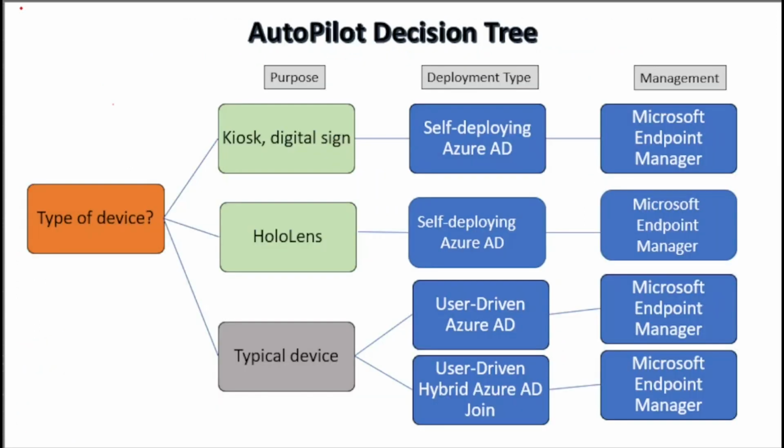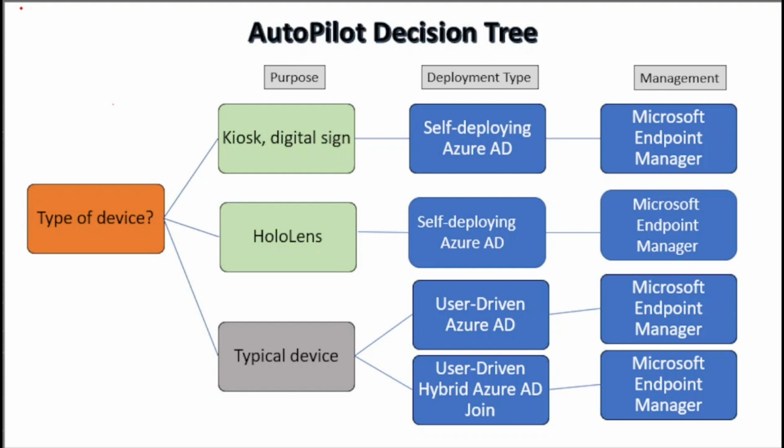We can also take the decision based on the device type and then create an Autopilot deployment profile accordingly. So the device could be a kiosk device, digital signage device, HoloLens device, or a typical standard device. If a device is a kiosk or digital signage device, then we can create a self-deploying Azure deployment type, in which Autopilot is going to configure everything without user interaction, and then the machine is going to join Azure and enroll in Intune.